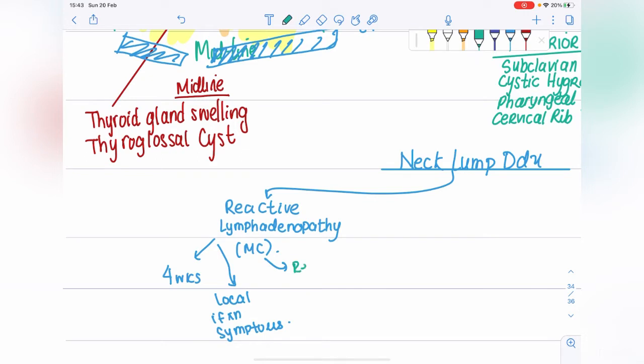How do the lymph nodes appear? They appear regular, soft to firm on palpation, and mobile.